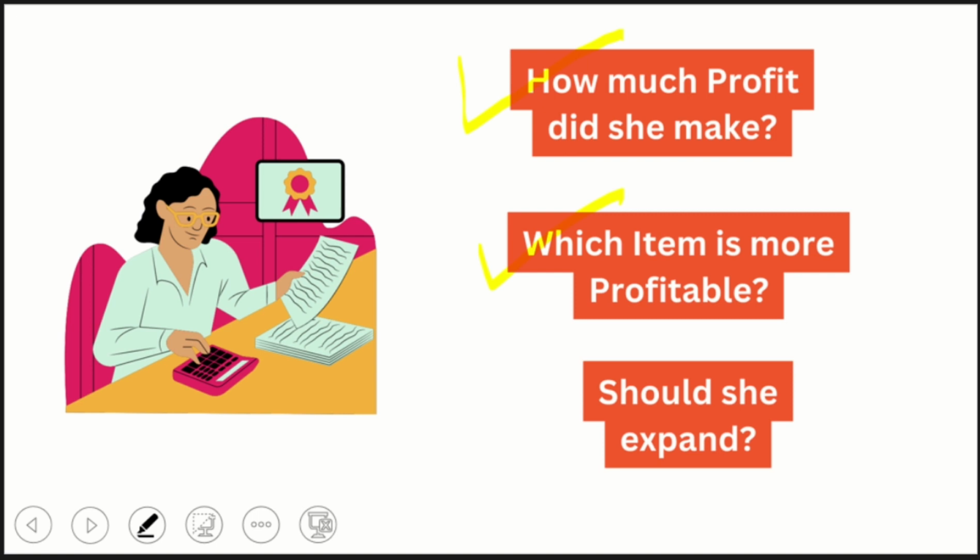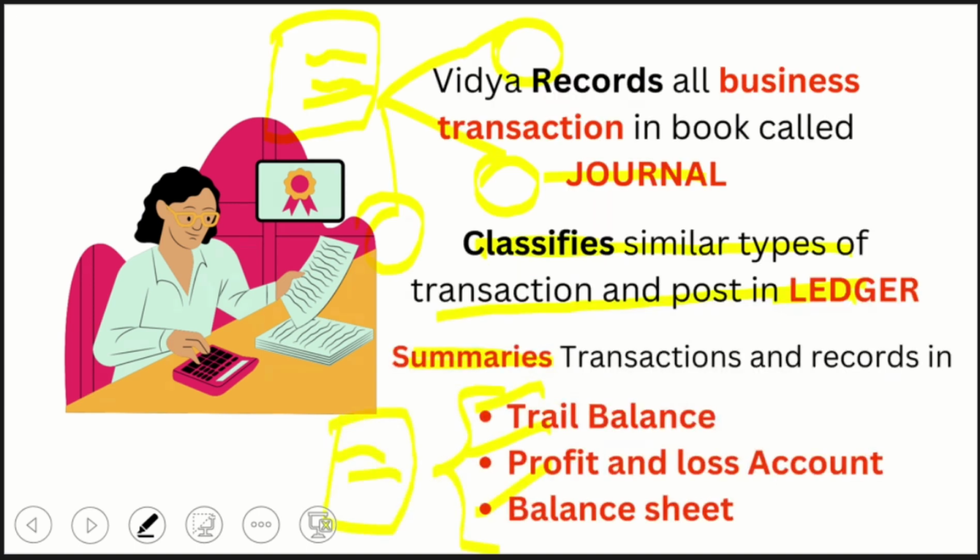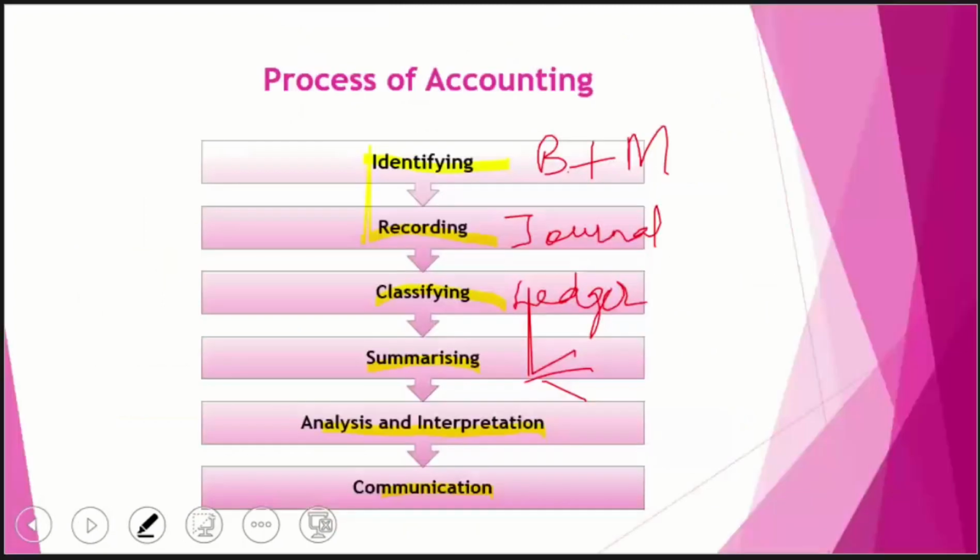So here we can again analyze by looking at the accounts. Next, should she expand? Given how much profit we made, is there any scope to expand our business? So analysis or interpretation includes the assessment of financial reports and making meaningful decisions, coming to meaningful conclusions. So here we understood what analysis and interpretation is.